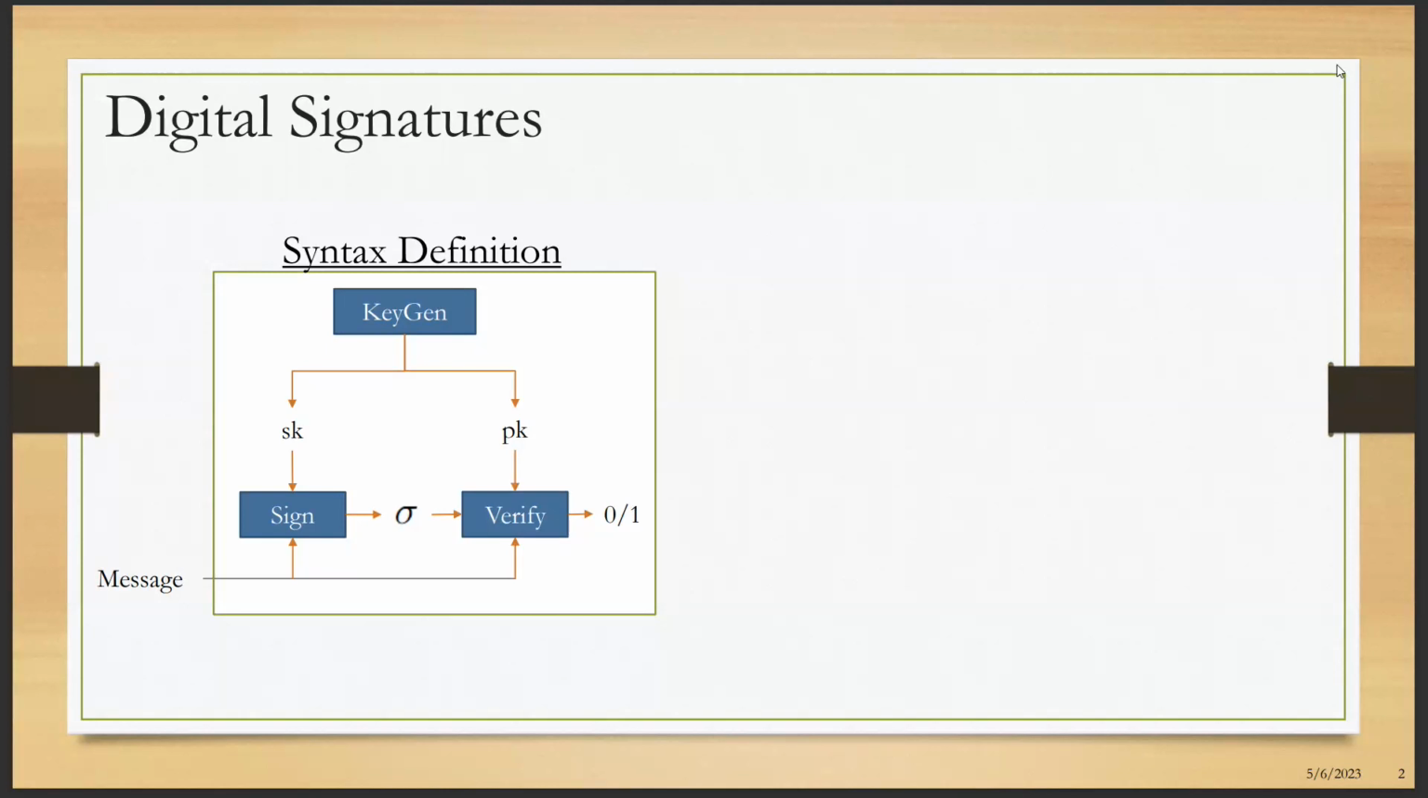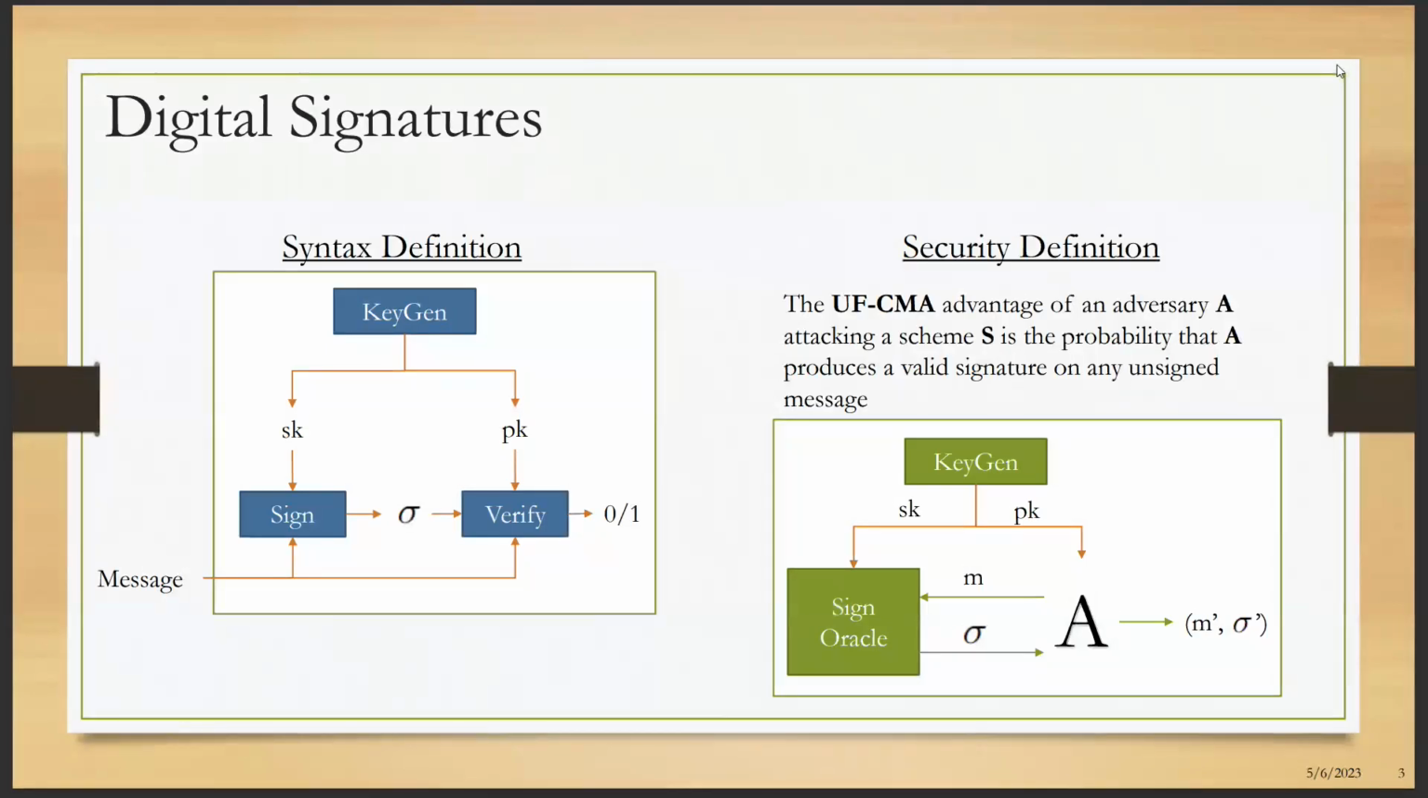A digital signature has three algorithms: one to generate a public-private key pair, one to take a secret key and a message and generate a signature, and one that takes that signature and a public key and verifies whether or not the signature is valid. Our security goal for a digital signature is going to be existential unforgeability, which means essentially that an adversary given access to a signing oracle should not be able to produce a valid signature on a message that it hasn't already gotten a signature on from that signing oracle.